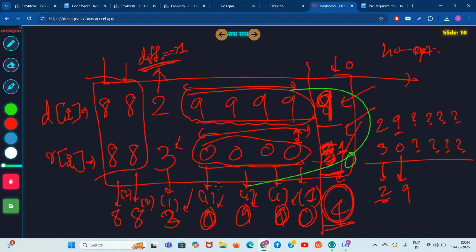Such a nice, brilliant problem, man. I joined my hands in front of this problem. They wanted you to do such deep observation.